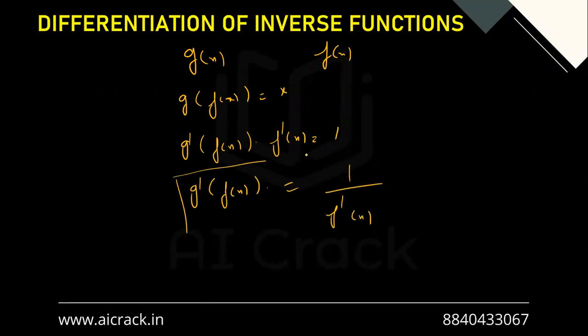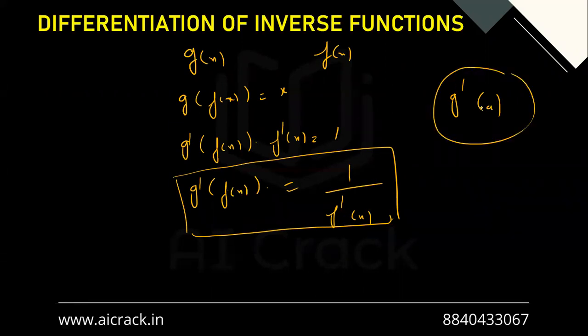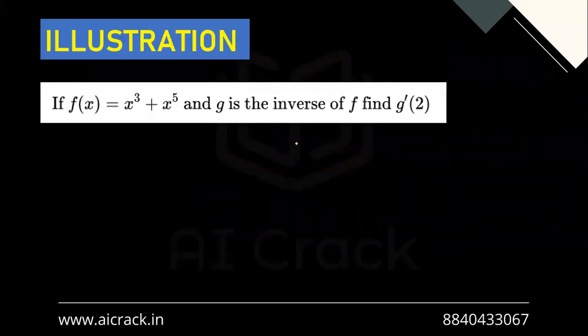Now this gives me something. Now let's say we want to find out, let's say, g dash of a. So we'll find out the x value for which this function becomes a, and we'll plug in that x value over here and find out the differentiation of g dash a, right? So this is the method we have to utilize in the actual questions, not the standard one. Let's take one example. f(x) equals to x cube plus x to the power 5, and g is the inverse of f. Find g dash 2. So this is a very standard problem.